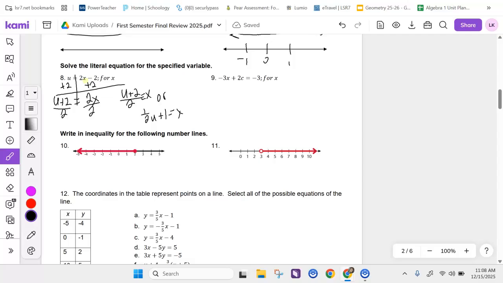Same thing for negative 3x plus 2c equals negative 3. I'm solving for x, so I have to add this 2c to both sides. So I have negative 3x equals negative 3 plus 2c. Divide by negative 3. So I'm going to have x equals 1 plus 2 over 3c.